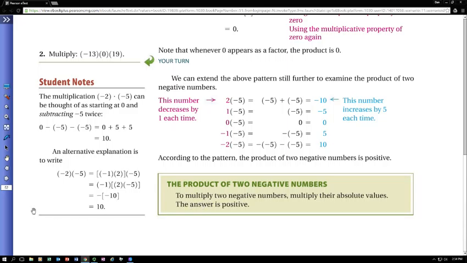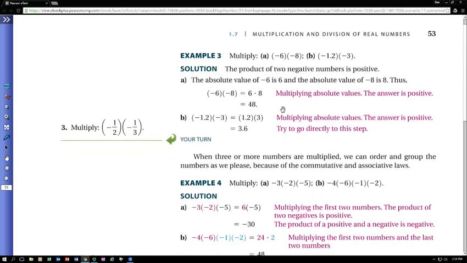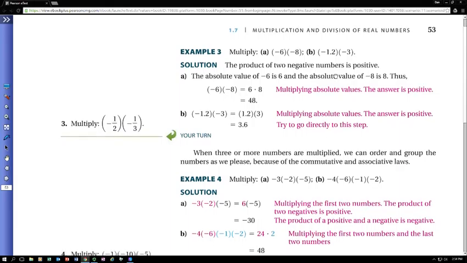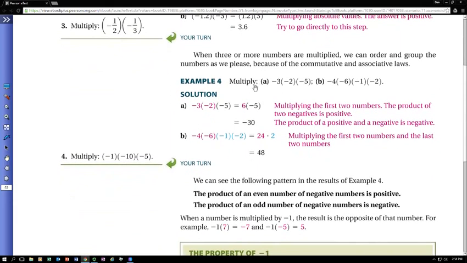And that's this law right here, the product of 2 negative numbers. So same idea, I would determine sign first. I have 2 negatives multiplied. I know I have a positive result. And I would put 6 times 8 in my calculator just to make sure that I get the right answer, 48. I know this one's positive, but I put 1.2 times 3. I know I get a positive 3.6, and so on.